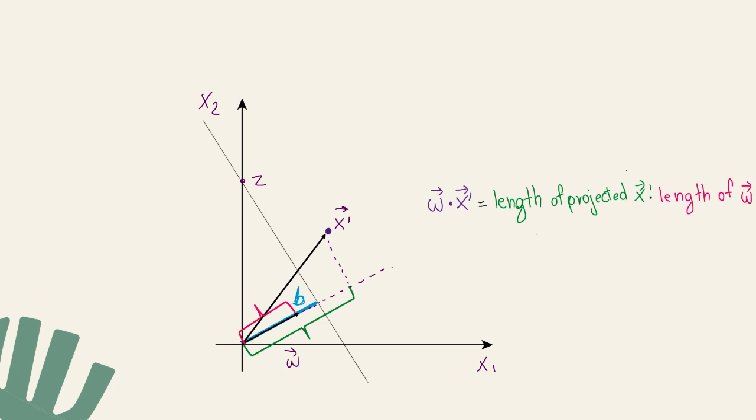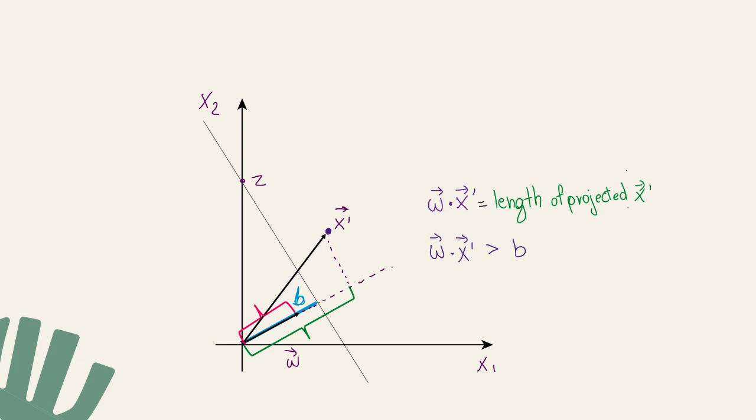Let's calculate the dot product of w and x prime. We've said earlier that in our case, because w is a unit vector, the dot product is simply the length of the projection of x onto w. This dot product is clearly bigger than b, and so will all the points above the hyperplane. If a point falls onto the hyperplane, the dot product will be equal to b.